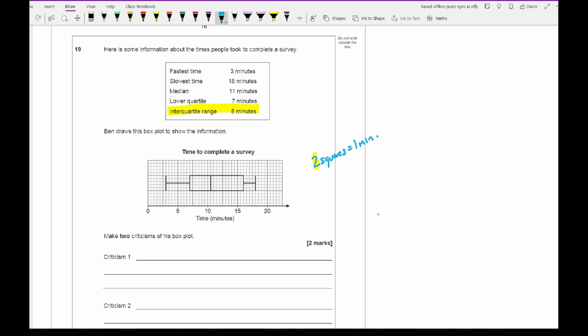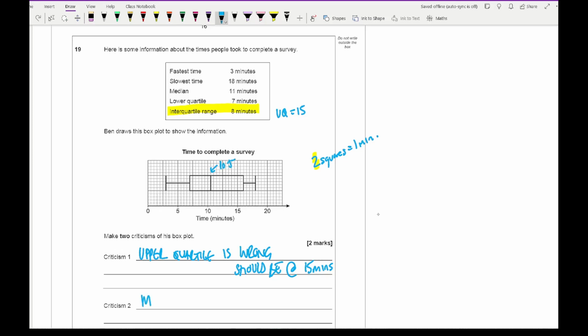So 18 is correct, so that one's fine. Looking at the upper quartile, well, if the lower quartile is 7, then the upper quartile should be 15, which you can see that that is incorrect. So here, the upper quartile is wrong, and it should be at 15 minutes. And also looking at the median, the time is 11, and this is 10.5.